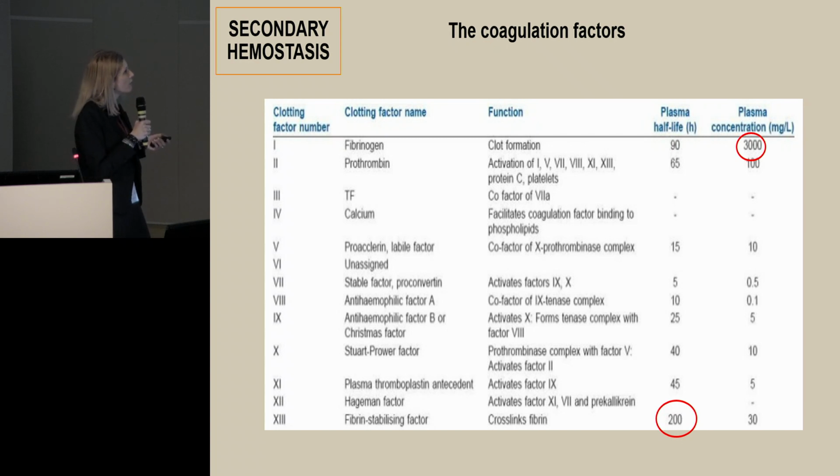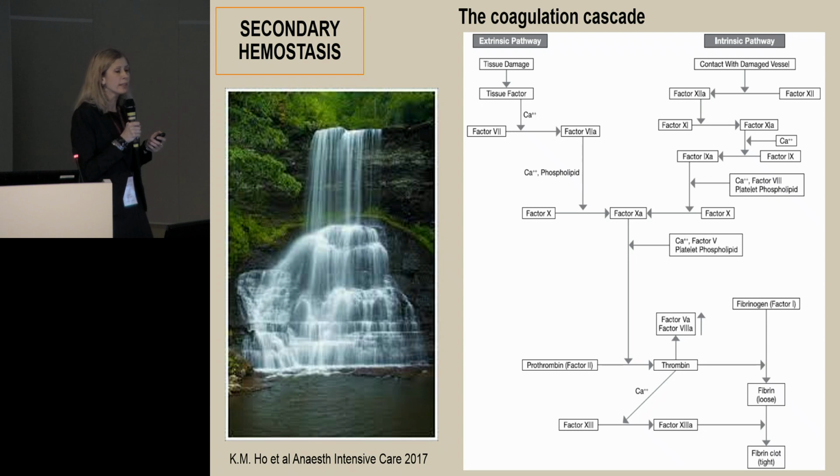As you can see, they have very different plasmatic concentrations from very low to very high, such as fibrinogen. They have very different plasmatic half-lives from very low to increased. Factor 13 has the longest plasmatic half-life. And they act like in a cascade.